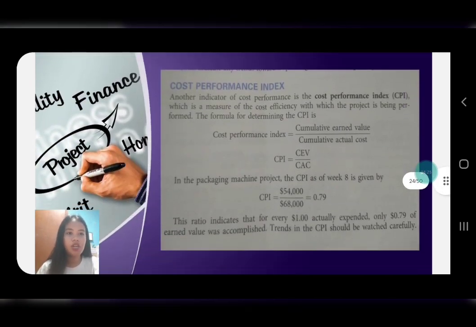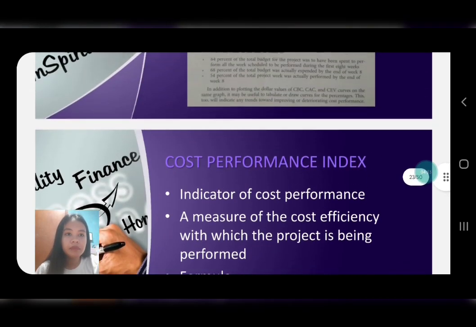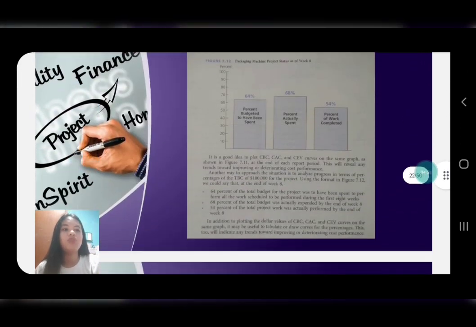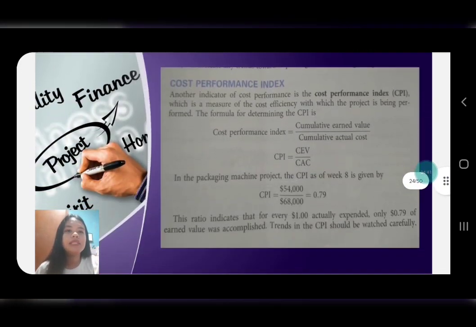Let's have this one. As we can see, I gave you earlier the amounts like 54,000, and 64,000 as the budgeted through the end. The CPI measures the cost efficiency with which the project is being performed. The cost performance index equals cumulative earned value over cumulative actual cost. So CPI equals CEV over CAC.